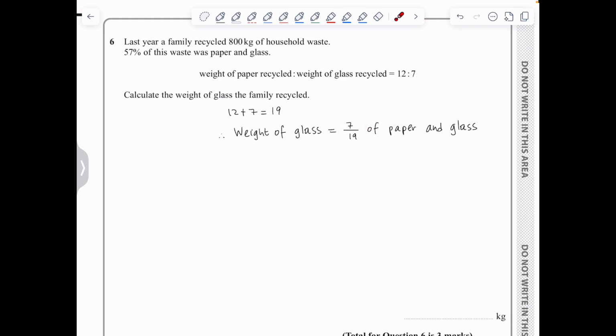Remember, we're trying to find the weight of glass, which will be given if we do the calculation of 7/19 times the 57/100, which is the 57% that we were given in this second line here, times 800. Well, if I plug this on the calculator, I get an answer of 168. So 168 kilograms of glass was recycled.